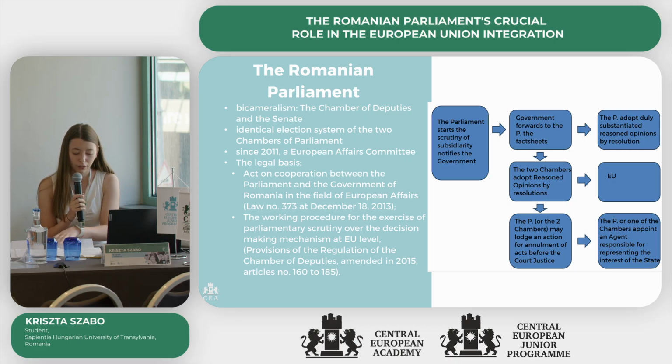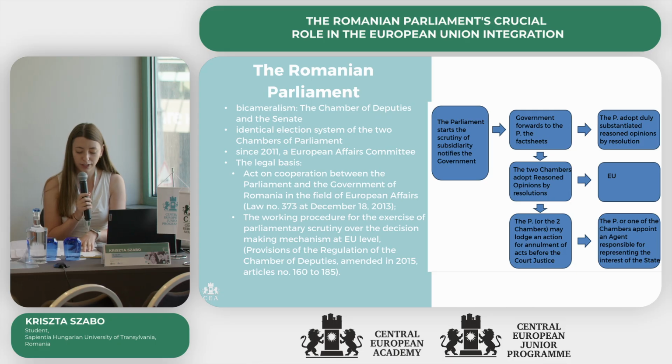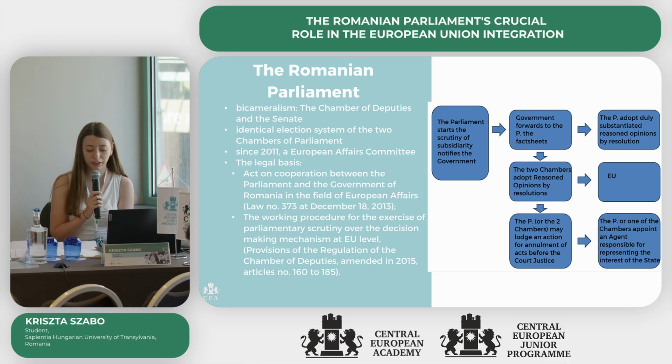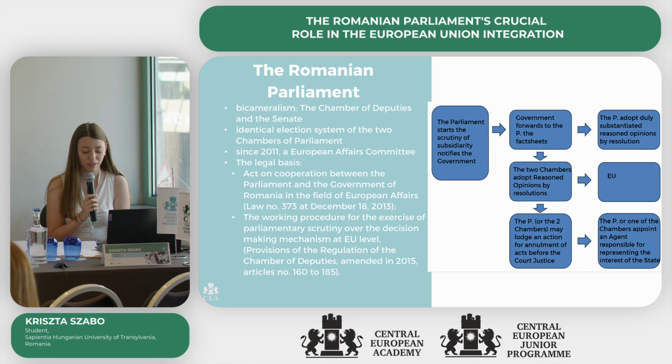And now I would like to talk about monitoring compliance with the principles of subsidiarity and proportionality. According to Article 14 of Law number 373, both houses of parliament assess whether EU draft legislative acts comply with the principles of subsidiarity and proportionality based on Protocol number 2. If they start a subsidiarity control procedure, they notify the government. The government sends a summary of these draft laws to both houses within 10 working days of receiving them.